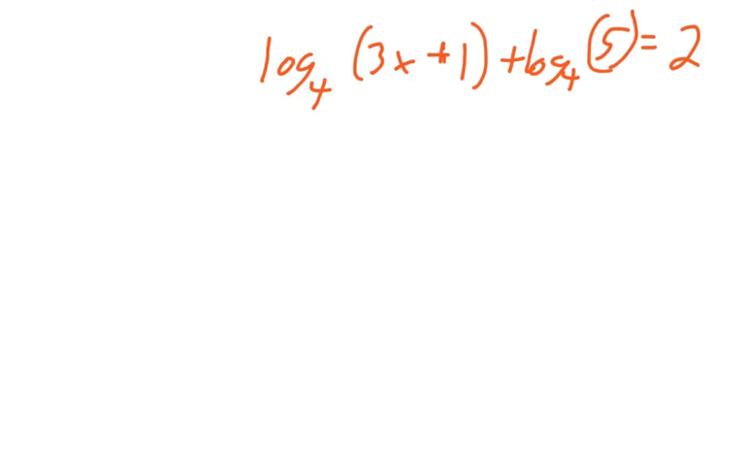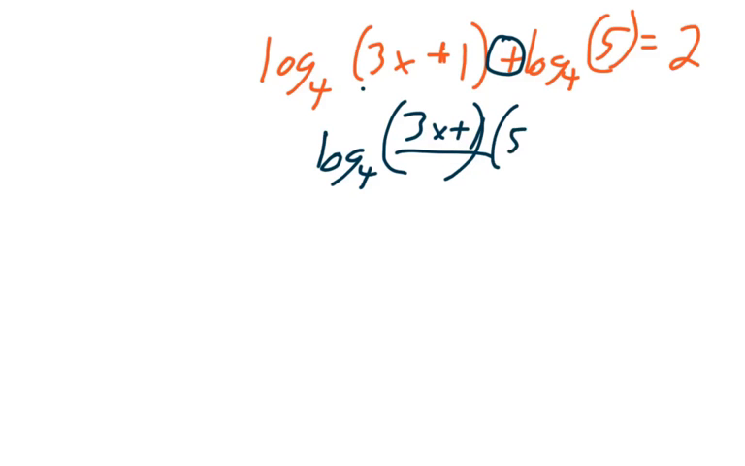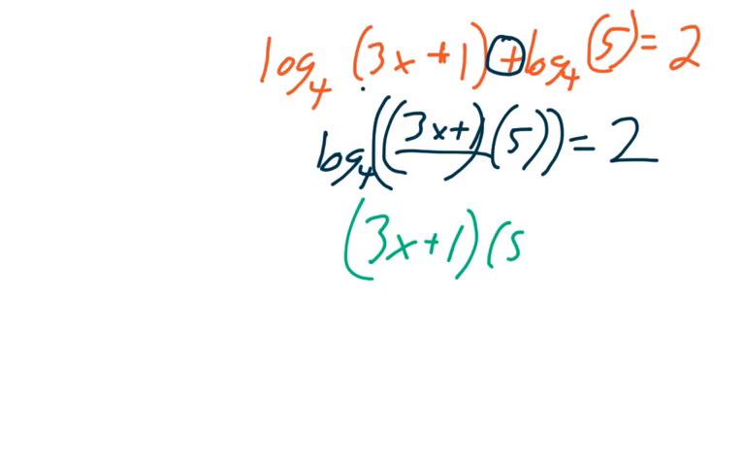Alright, last problem for this section. Because this has a plus in the middle, we are going to change this to be log base 4 of (3x plus 1) times 5, and we'll put that all in parentheses equals 2. Now, we can't just cross out the log base 4 because there's not one on the other side, so I'm going to have to rewrite this as an exponential. So 3x plus 1 times 5 is now on the right side, and 4 squared is on the left side. So I know this is 16.